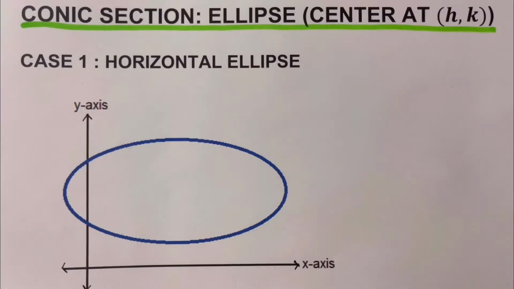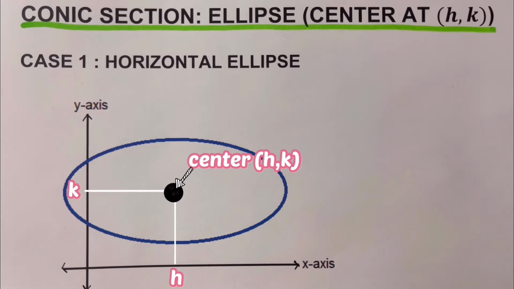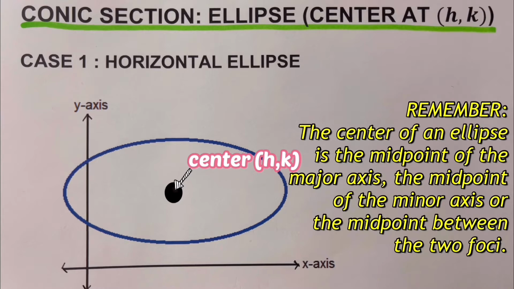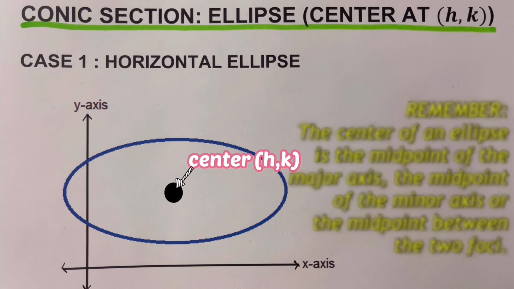Please remember that these are the parts of every ellipse. The first part is the center. For this case, the center is not at the origin. Our center is at (h, k). The h is the reading along the x-axis, and the k is the reading on the y-axis. Please remember that the center is the midpoint of the major axis. It's also the midpoint of the minor axis, and the midpoint of the two foci.